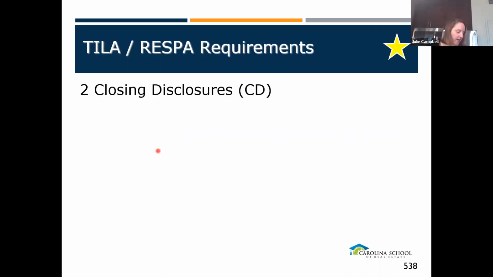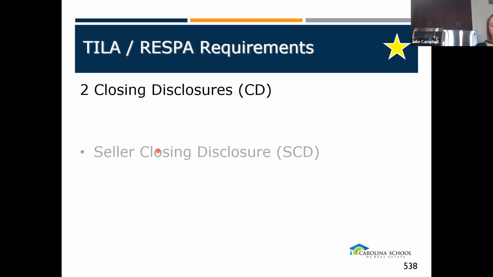Remember, the consumer that we're protecting in this transaction is the buyer. TRID doesn't think it's fair for the seller to see the buyer's numbers. So TRID now requires 2 closing disclosures. One closing disclosure is for the seller. The attorney prepares that. The lender, the buyer's lender, has nothing to do with the seller. I think that's worth me saying again. The buyer's lender has nothing to do with the seller. The attorney will prepare a closing disclosure for the seller.